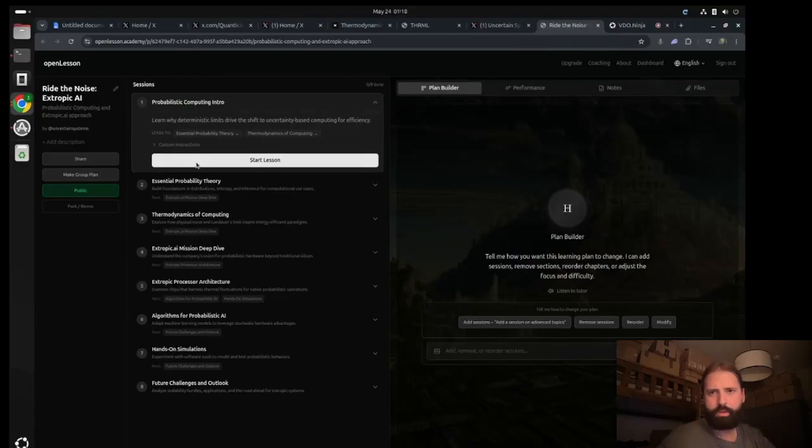Okay, so I guess we'll just learn why we start the shift in certain base computing for efficiency, probabilistic computing intro. I think we'll start with some basics, probabilities.